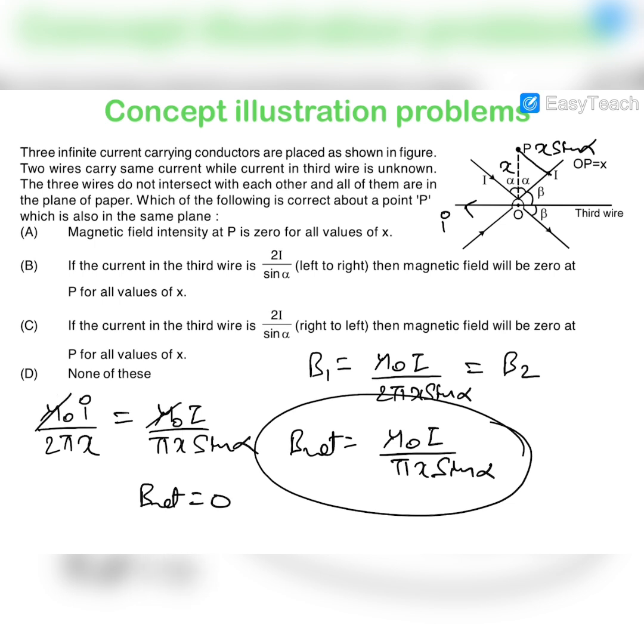So cancelling mu naught with mu naught, pi with pi, and x with x, small i will be equal to 2I divided by sine alpha. So option B will be correct, because for all values of x the net magnetic field will be cancelled out at point P, and the current should flow from right to left. So option C would also be correct. Now let us move on to the next question.